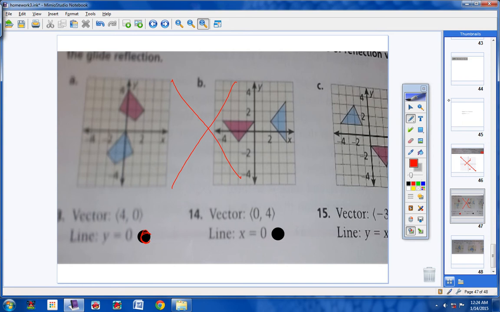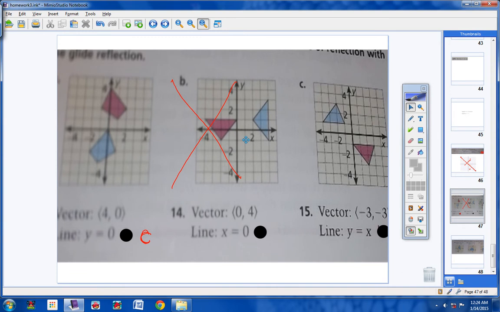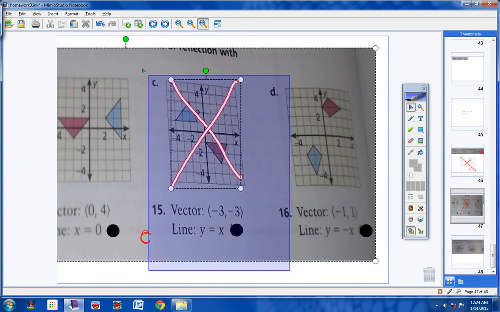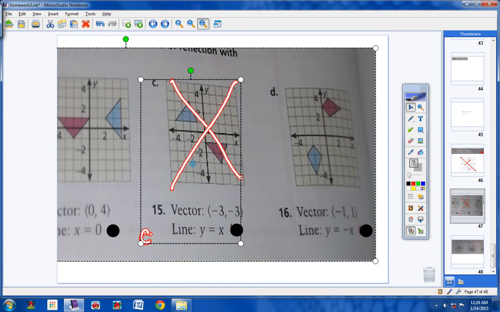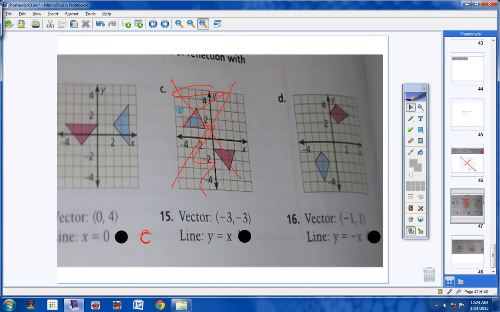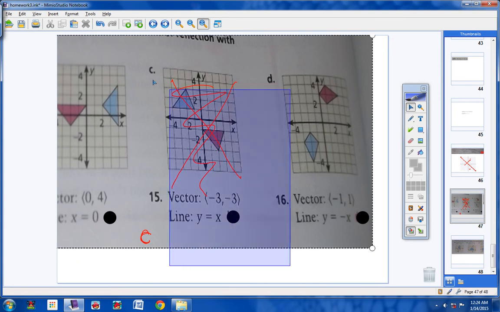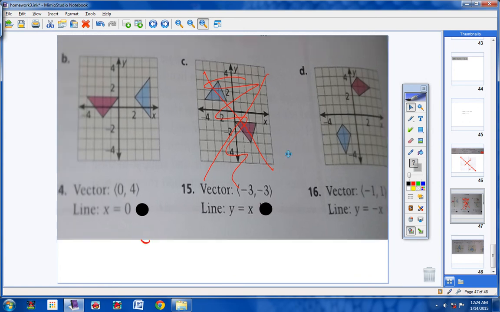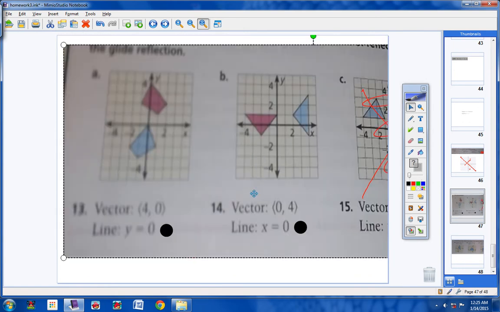Now moving on to number 14. Let's see here, hold on one second. Okay, we've used letter C. Now, let's take a look at number 14. Okay, we're now looking for a figure that we're going to move to the right for.